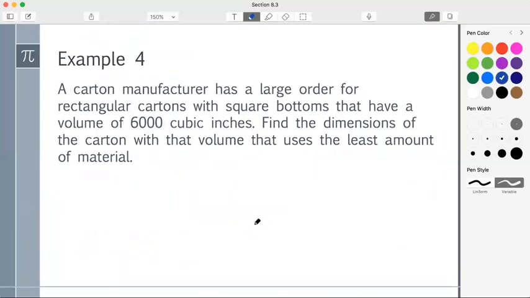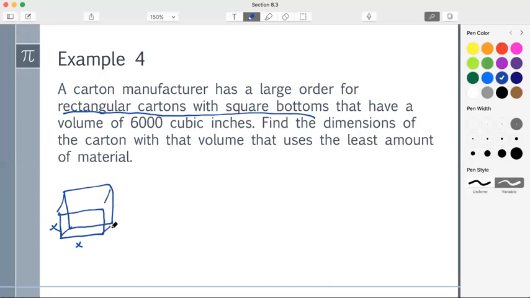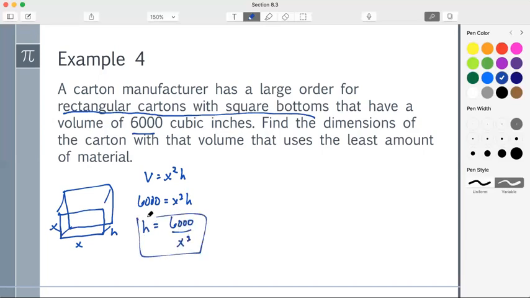Okay, example 4. A carton manufacturer has a large order for rectangular cartons with square bottoms. Okay, so here's a square bottom. Let's call this an x by x square. And then here's a box, and then it's going to have a height of h. So then the volume is x squared times h, which we know is 6,000 in the problem, equals x squared h. And I'm going to solve for h. So h equals 6,000 over x squared. And I'm going to tell you why in a second.